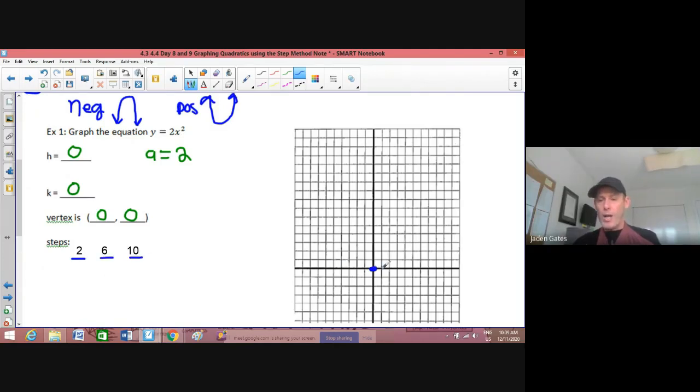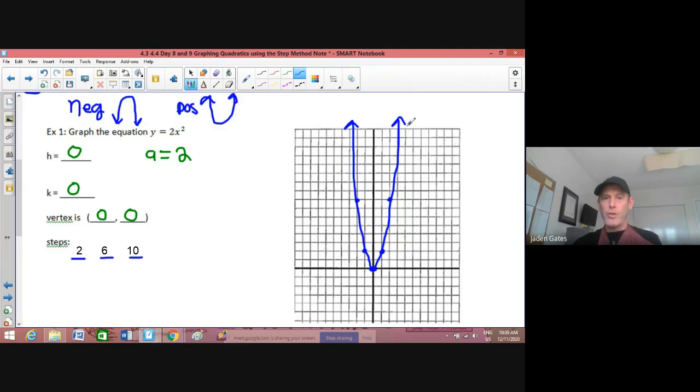But now here's my new steps, my new pattern. So I'm going to go over 1, that doesn't change, but up 2. Over 1, up 6. And then over 1, up 10 if it fits. 2, 4, 6, it doesn't fit. No problem. Back to the vertex, do the same thing on the other side. So over 1, up 2. Over 1, up 6. And again, I already know 10's not going to fit because these points are twins. The one on the right didn't fit, so the one on the left's not going to fit. All right, so I draw my parabola.